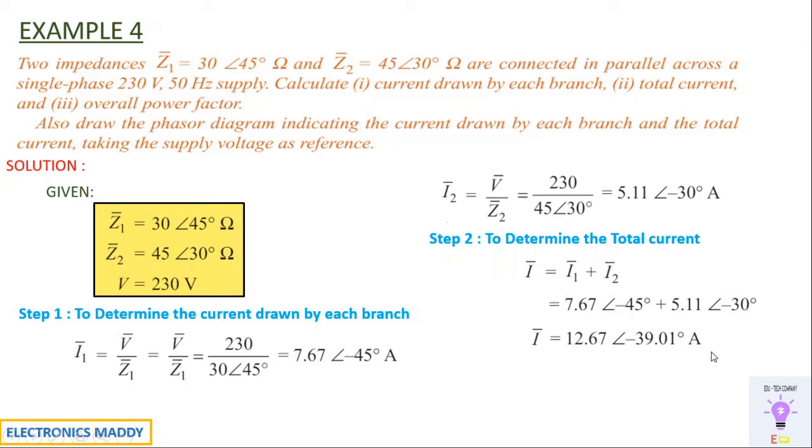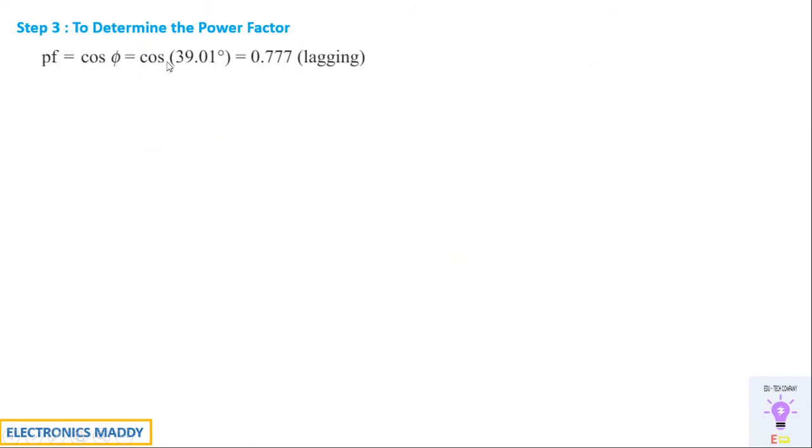So once you find I bar, our next step is to find the overall power factor. Cos of this angle, you will be getting the power factor, isn't it? So cos of 39.01, it is lagging because I bar angle is negative. As a result, it is lagging. I is lagging with respect to V, and lagging or leading is always designated in terms of current. So I is lagging with respect to V, you'll be representing it as lagging. So very, very important point.